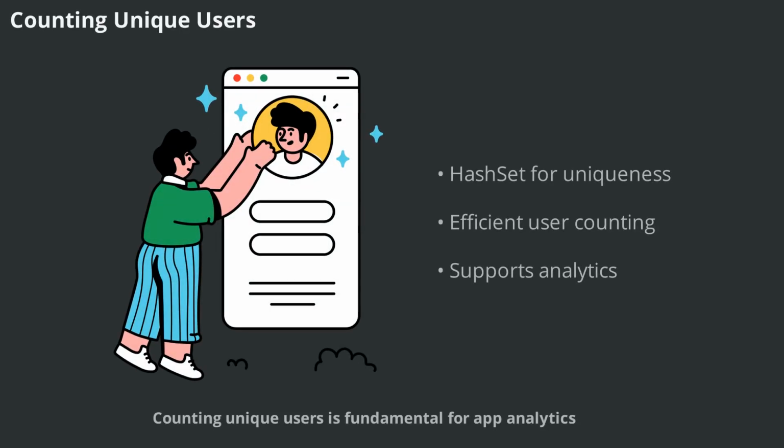Counting unique users is fundamental for app analytics. Interviewers may ask how to count unique user IDs in a list with duplicates. Using a hash set, you can store unique IDs and determine the count efficiently. This approach is straightforward and highlights your understanding of set operations in data analysis.